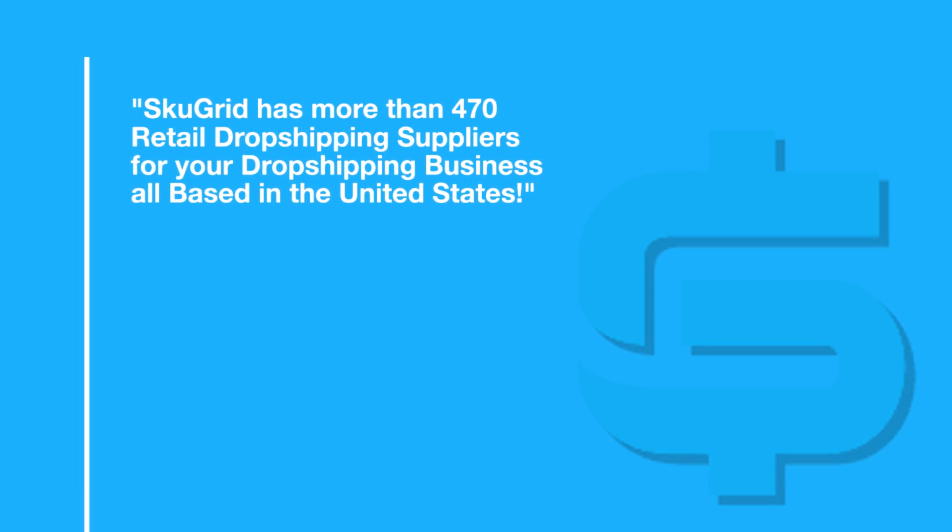And why SkuGrid? First off, because SkuGrid has 470 plus, maybe even 500 now, US-based retail dropshipping suppliers. The biggest competitor out there, I think, has like 6 or 7, maybe 10. SkuGrid has 470 plus suppliers. So it's going to be one of the best repricers out there for you, because not only is it very versatile, but also there's tons of different suppliers for you to diversify your business and not go where everybody else is going. So please stay tuned, watch this entire video.